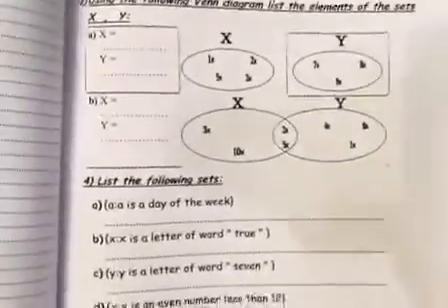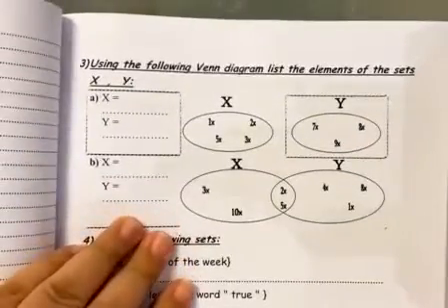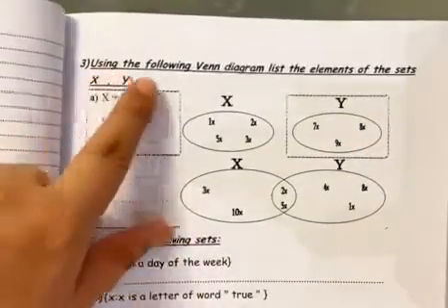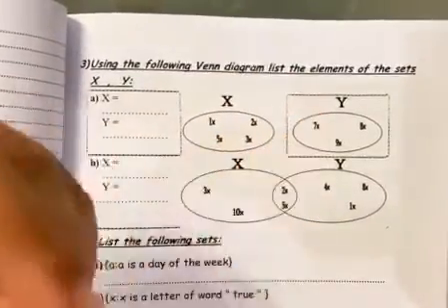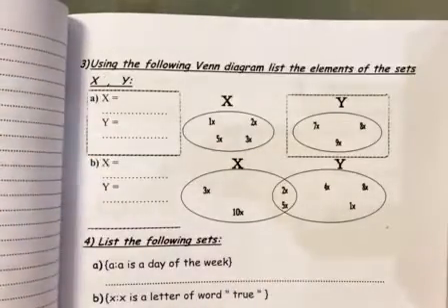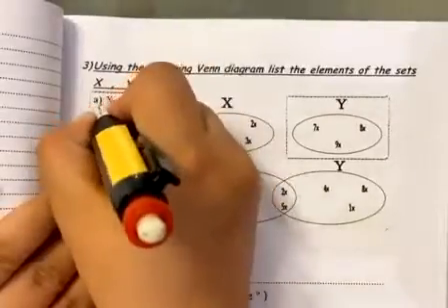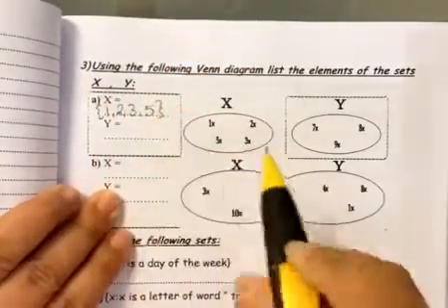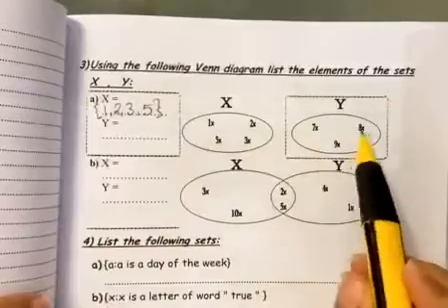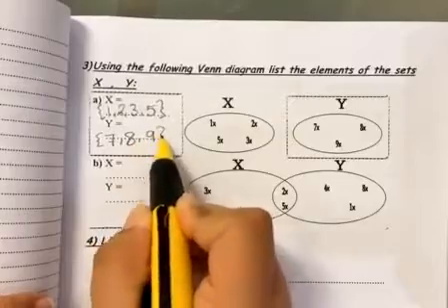Okay, let's look here. Here, he gave me the shape, and he wants me, using the following Venn diagram, to list the elements. I will write down the elements of each set. In X, I have 1, 2, 3, and 5. I will open my bracket, and I will write 1, 2, 3, 5. This is in X. In Y, I have 7, 8, 9. So I will open my bracket, I will write 7, 8, 9.